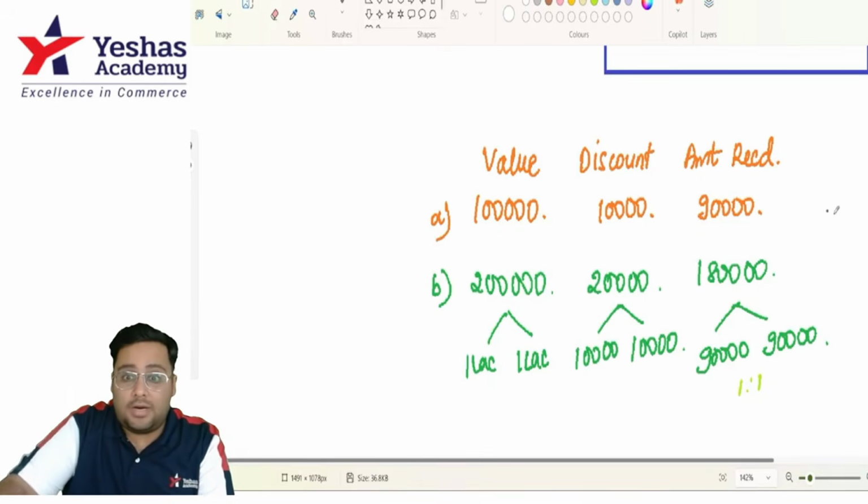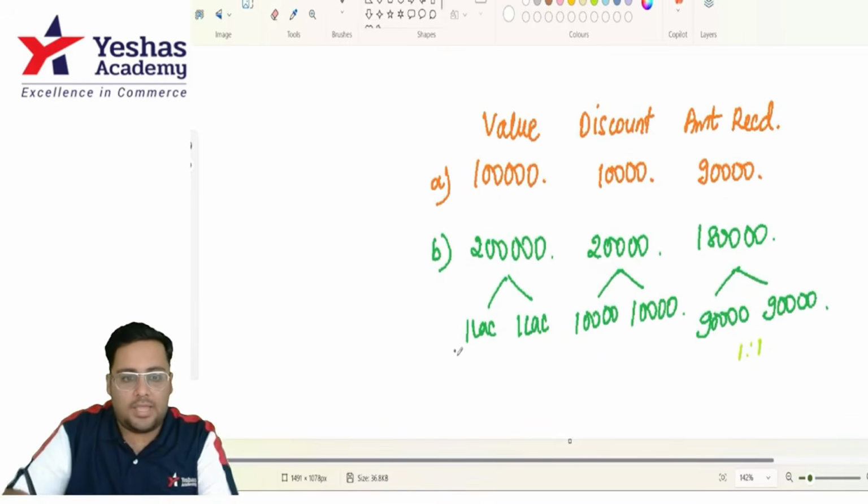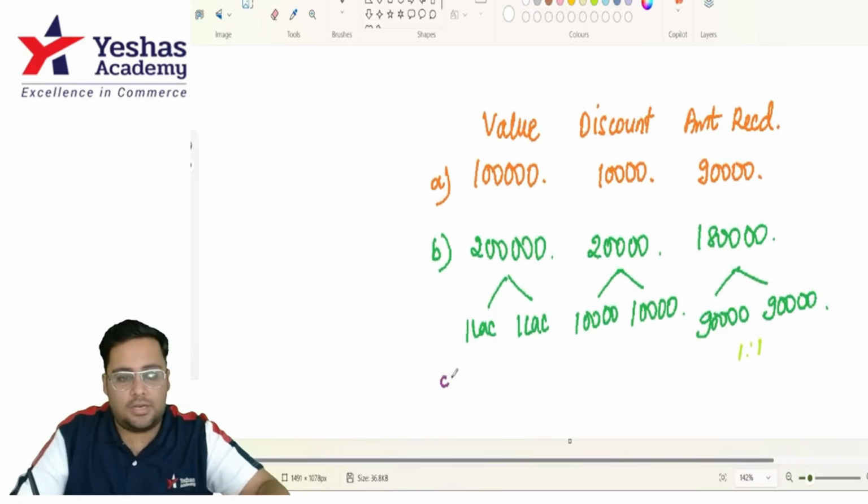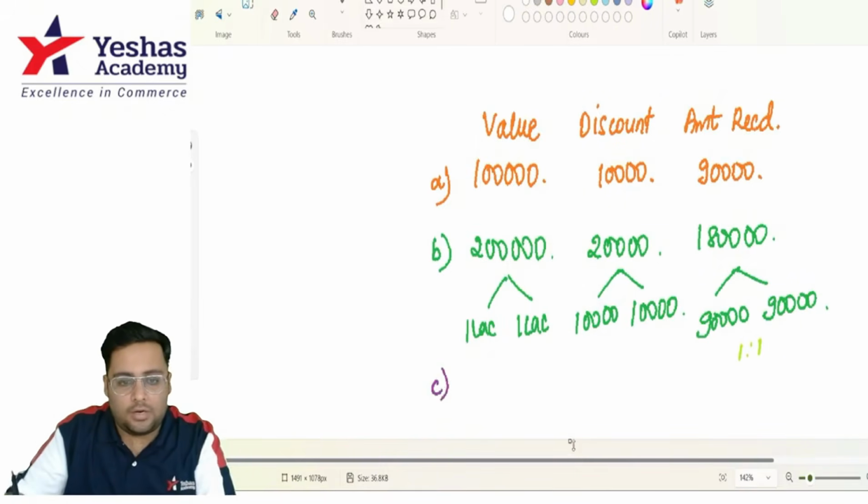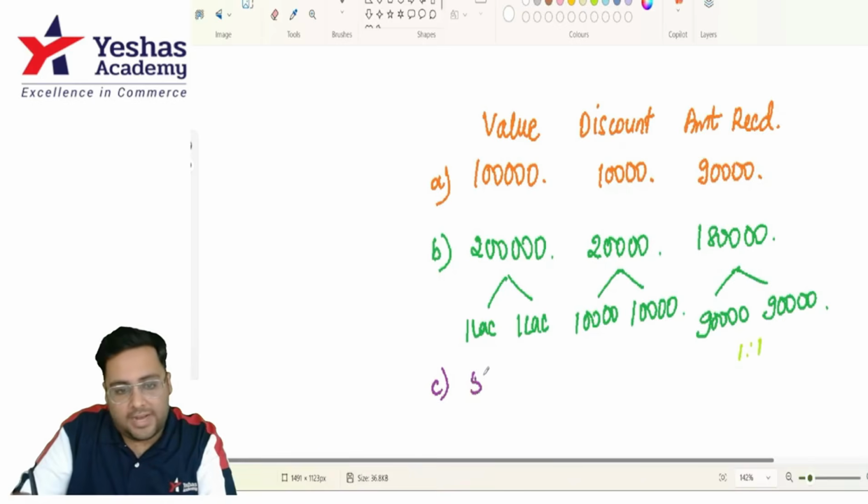Let me come down to the third case. Now in the third case, the student is saying, sir, instead of writing 1 lakh on the bill, please write over there 5 lakh.